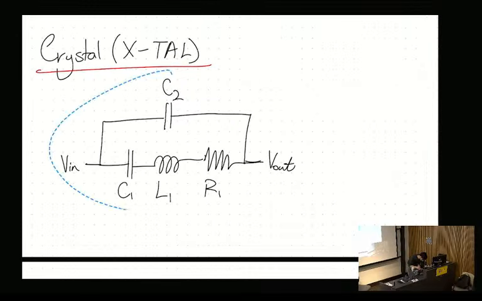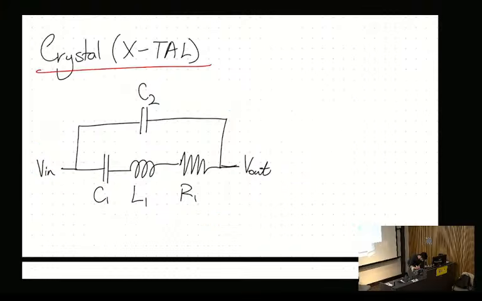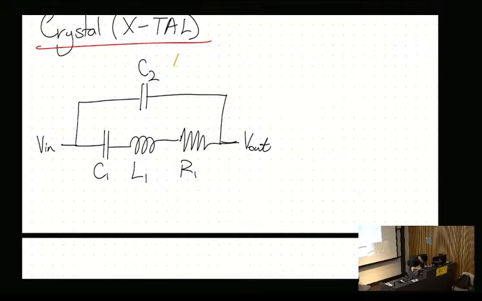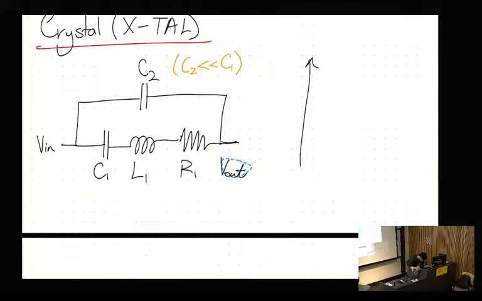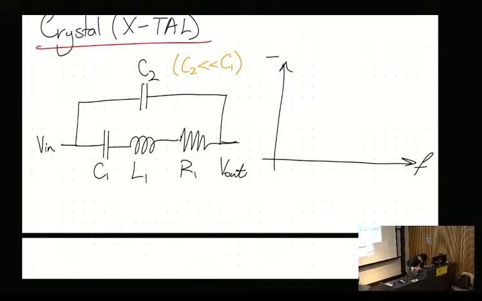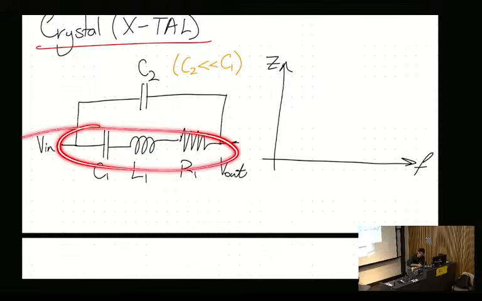So just as a note, C2 is much smaller than C1. At really low frequencies, this doesn't really matter. At low frequencies, C2 looks like an open circuit anyway. So the only resonance we're focused on is a series resonance between these three components. If I draw as a function of frequency the impedance, that would be the impedance along this line.